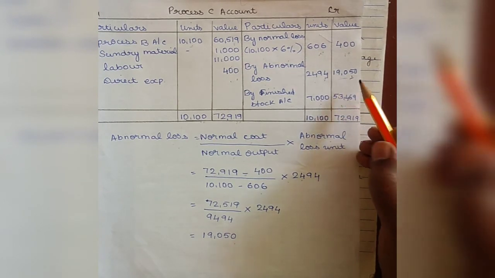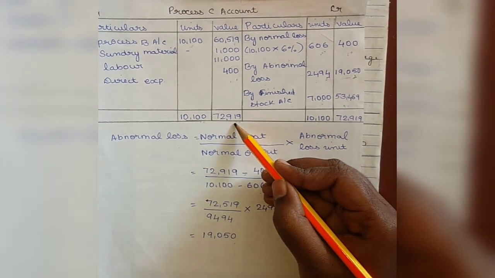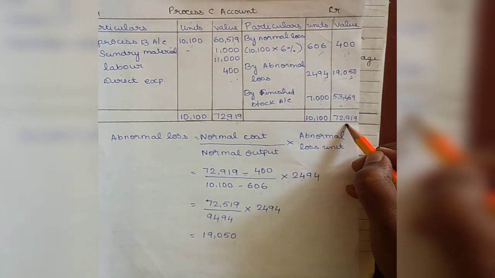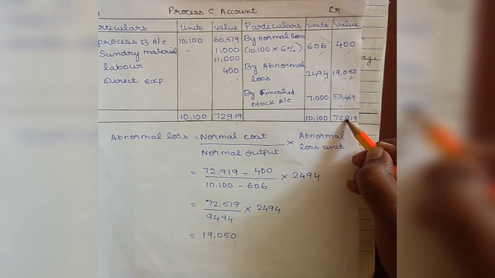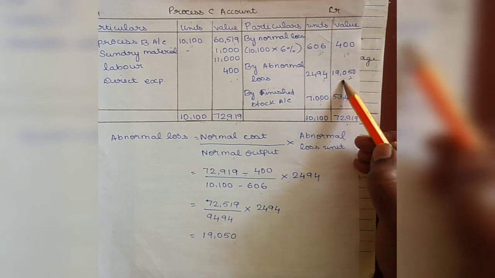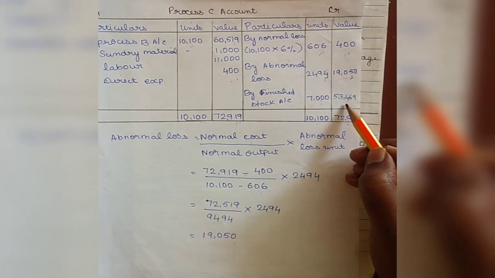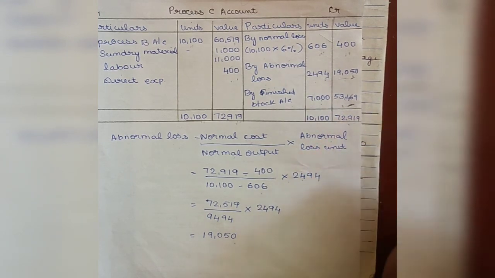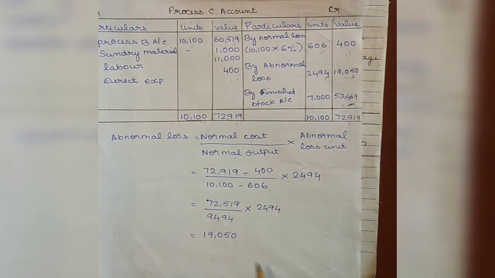Now the total of the debit side will add up to 72,919, and this will also add up to 72,919. So from this, minus 400, minus 19,050 will give us 53,469. This value is nothing but the value of finished stock. Okay, and this is how the entire process account is done.